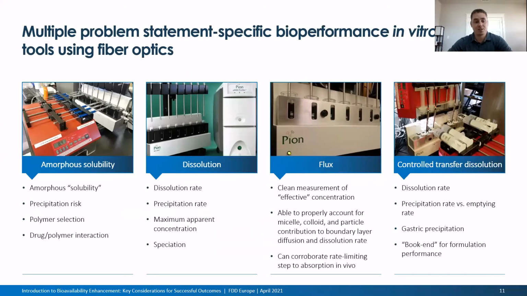And so how do we take that initial information and, in an attempt to identify the rate determining step to absorption, evaluate it in an in vitro setting? And so we have a fiber optic UV platform portfolio of tests that we commonly employ for evaluating formulation performance based on what we think the rate determining step to absorption might be. And so maybe that's an amorphous solubility measurement. So you're evaluating the amorphous form of the drug.